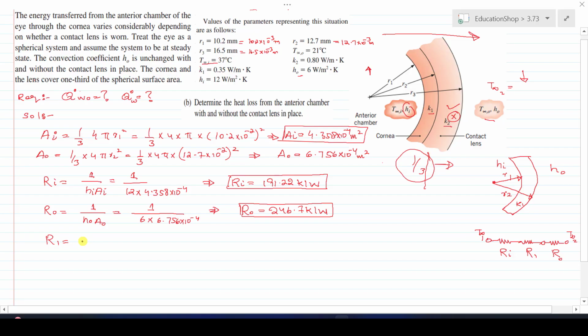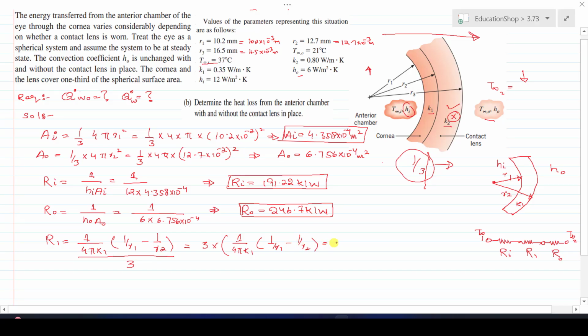So total resistance for the spherical shape is equal to 1 divided by 4 pi K1 into 1 divided by R1 minus 1 divided by R2. This resistance is for the whole spherical shape of the cornea, but it is only 1/3, that's why we will divide by 3. So it's a simple math rule. These 3 will move from bottom to top, so I can write like this: 3 into 1 divided by 4 pi K1 into 1 divided by R1 minus 1 divided by R2.